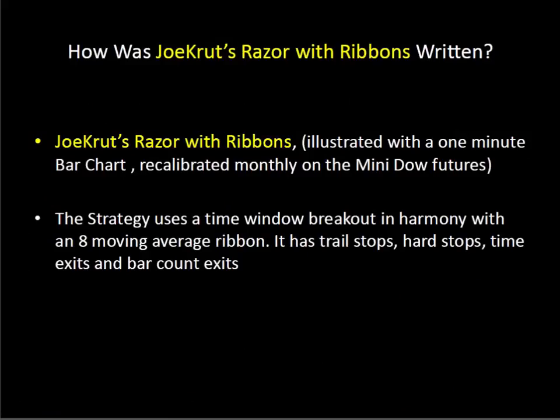Now, how was Joe Krutz Razor with Ribbons written? Well, I illustrate it with a 1-minute bar chart, and I recalibrate it monthly on the mini Dow futures. Why we're picking it is, if you take a look at the last couple of months, Joe Krutz Razor with Ribbons on the mini Dow has been the best in blind walk forward trading. The strategy does use a time window breakout in harmony with an 8 moving average ribbon. It has trail stops, hard stops, time exits, and bar count exits, so lots of different ways to get out.